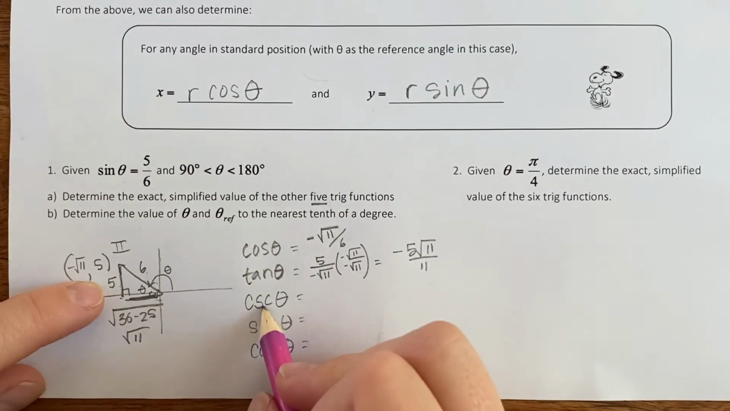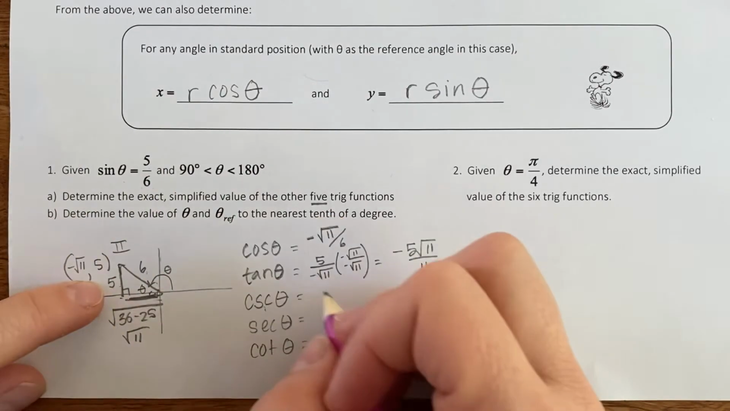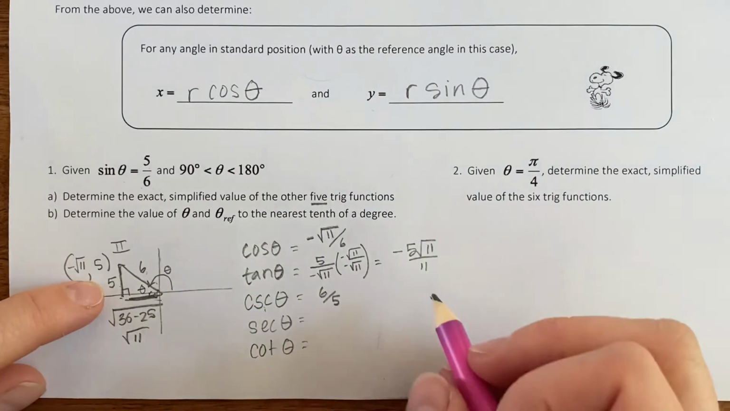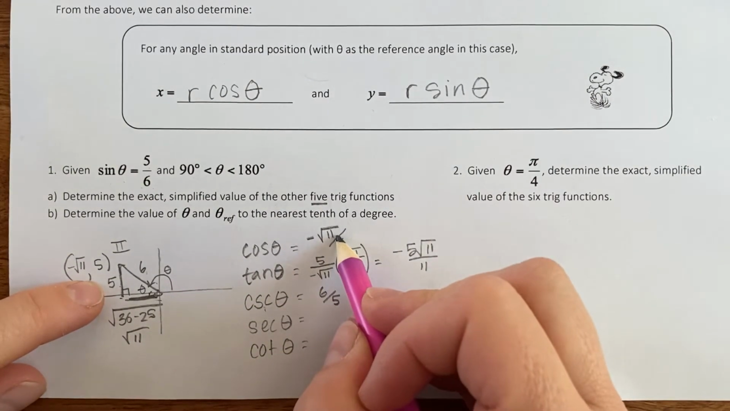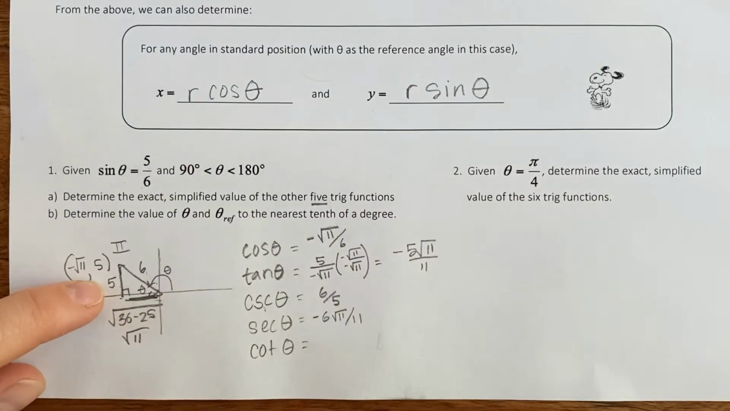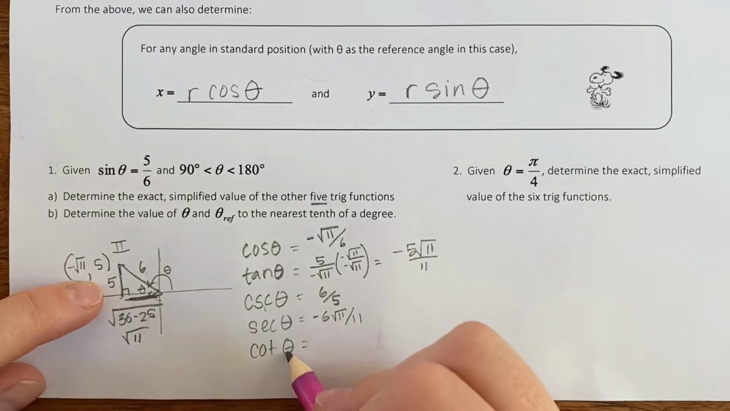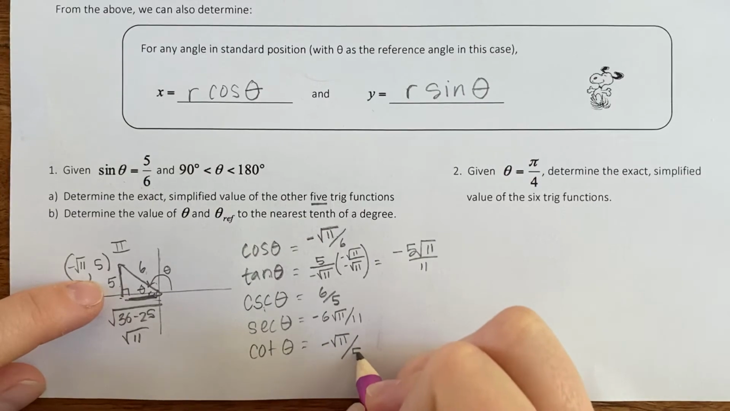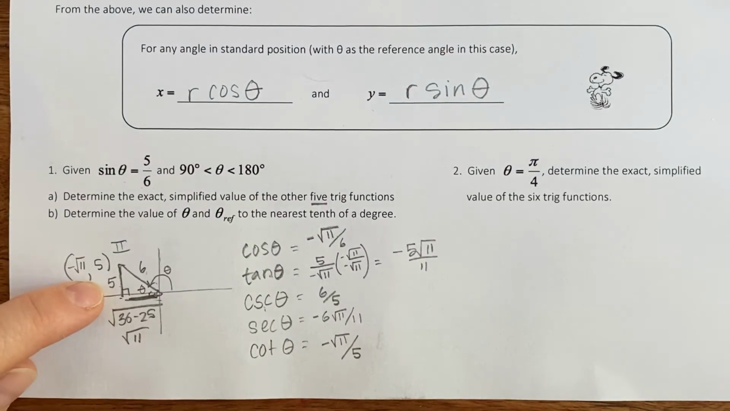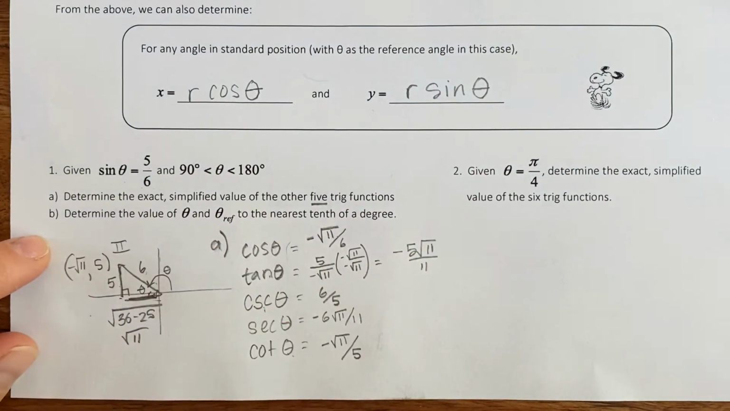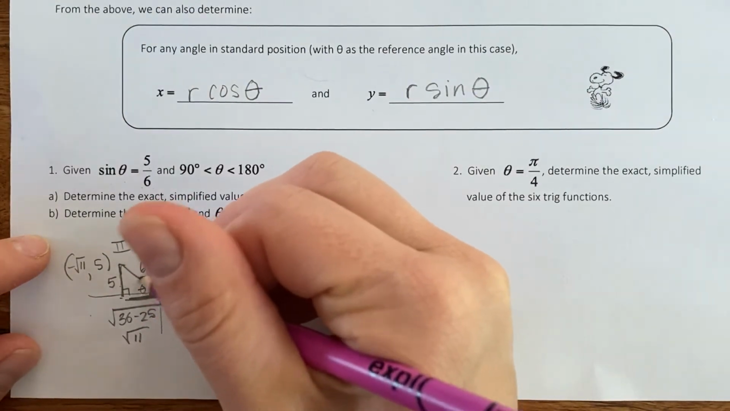The cosecant is going to be the reciprocal of this, 6 over 5. The secant is going to be the reciprocal of this, negative 6 root 11 over 11. And the cotangent is going to be the reciprocal of this, negative root 11 over 5. So here are my 5. So that's A.